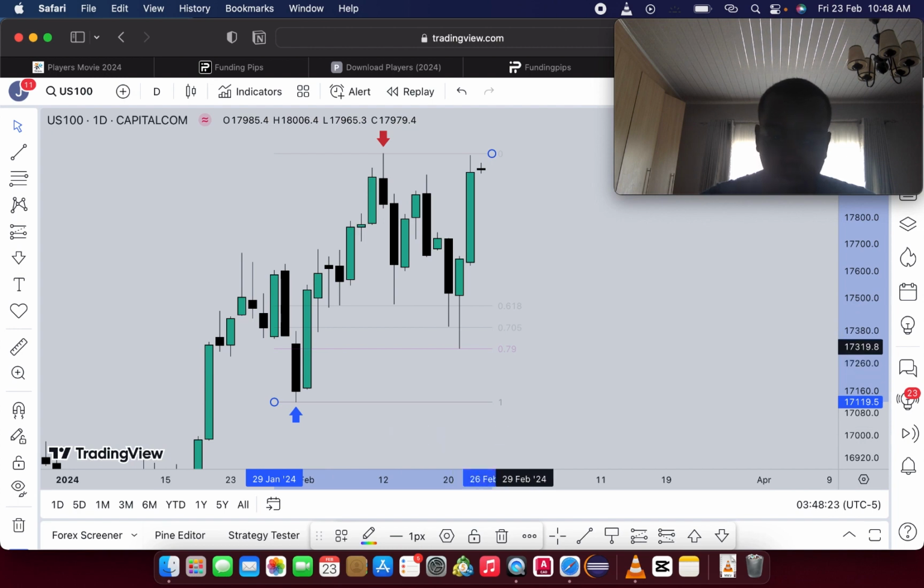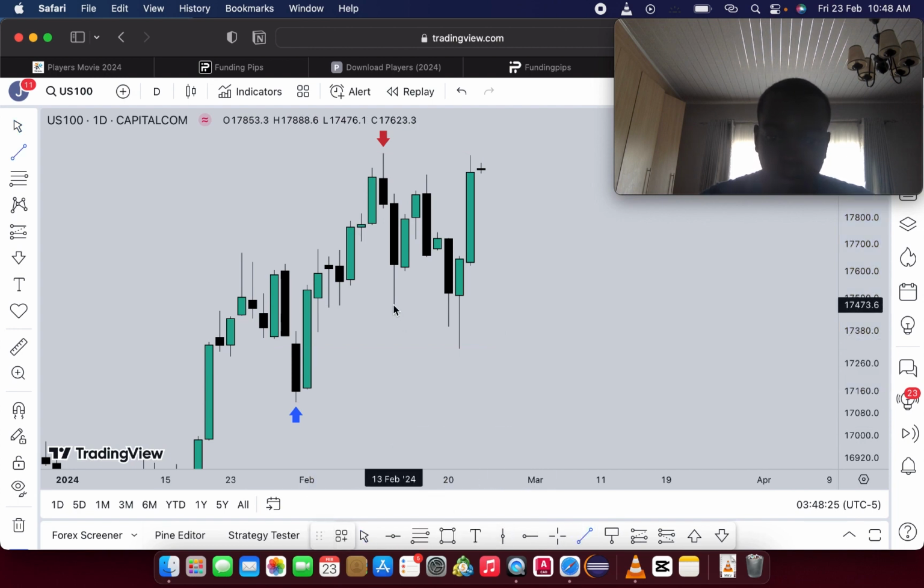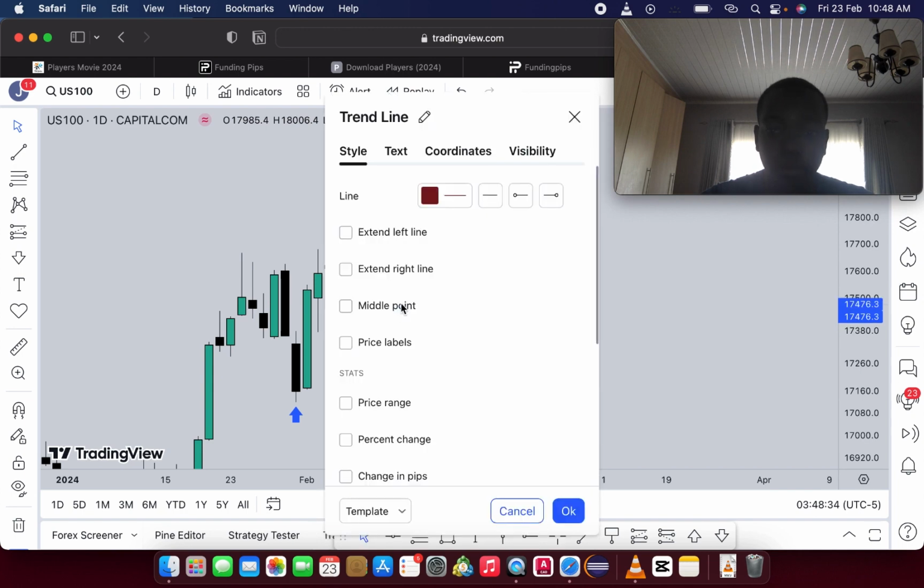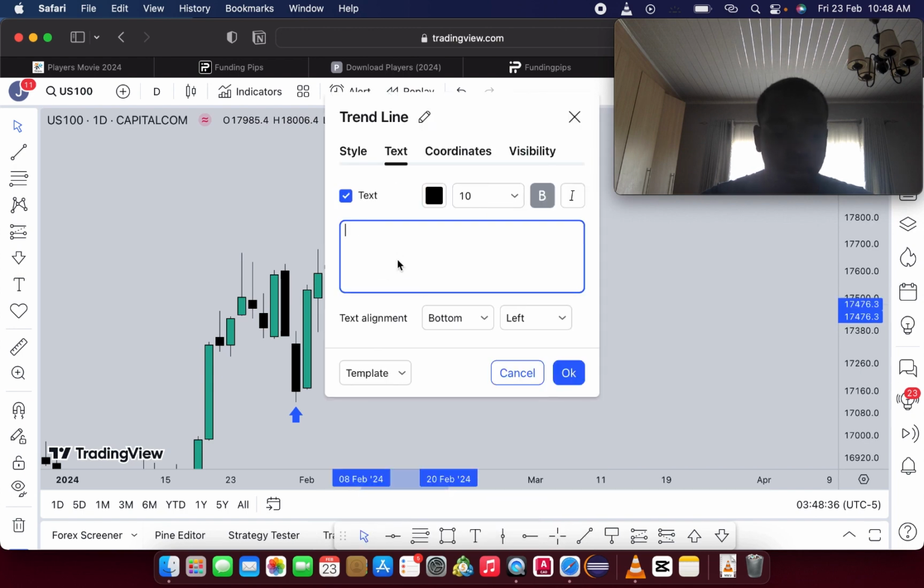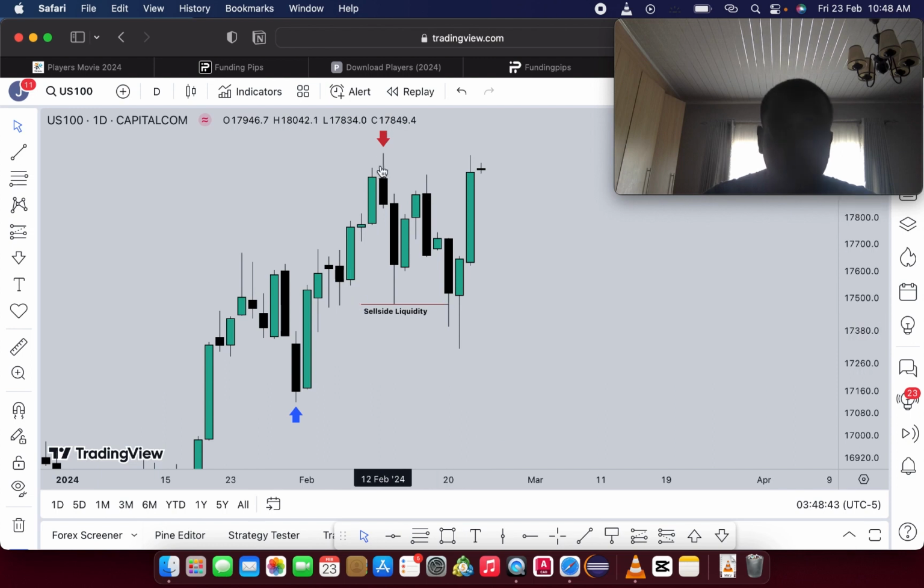I'm just going to take the fib off and do a little bit of markings here. What we had below that low is sell side liquidity. So we bumped into sell side liquidity, getting into a discount from low to high, and also trading to the optimal trade entry. And that's how we got this reaction attacking the buy side liquidity.